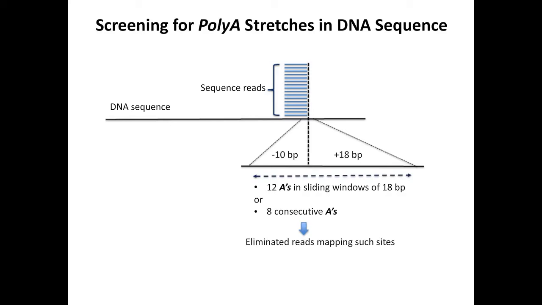From the endpoint, we go -10 toward the left and +18 towards the right. In this region, -10 + 18, which is 28 base pairs, we looked to find if there are 12 A's in a sliding window of 18 base pairs. So this was one of the criteria, 12 A's in a sliding window of 18 base pairs, or we were looking to see if there are 8 consecutive A's.